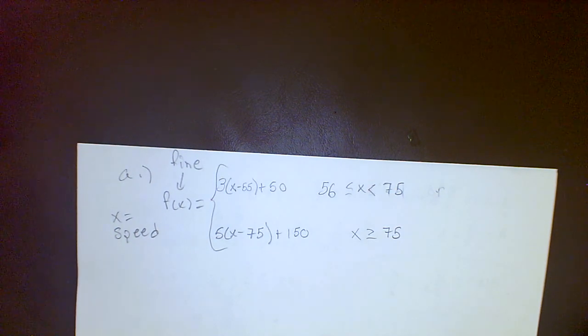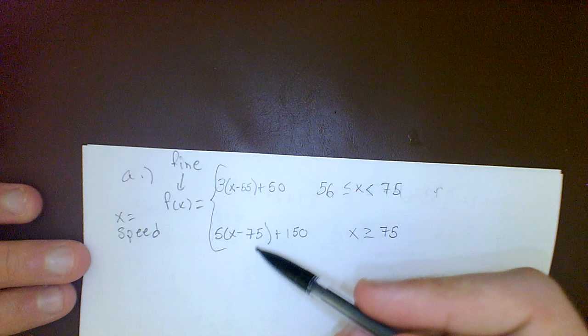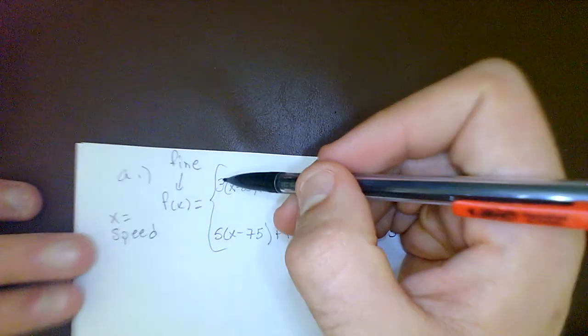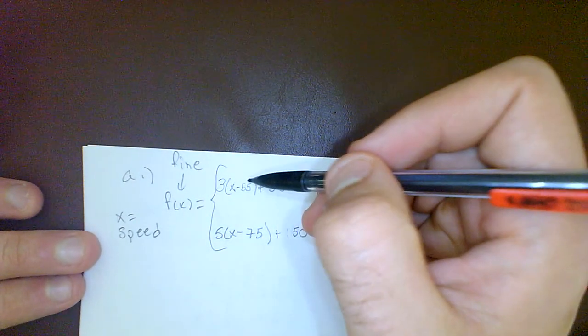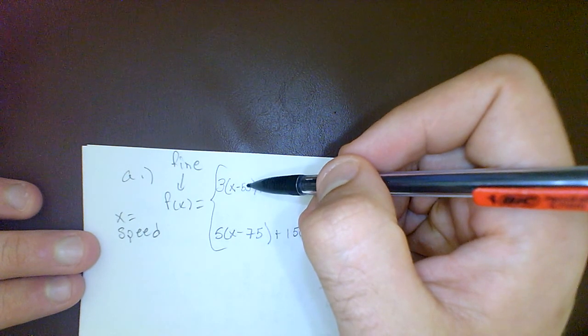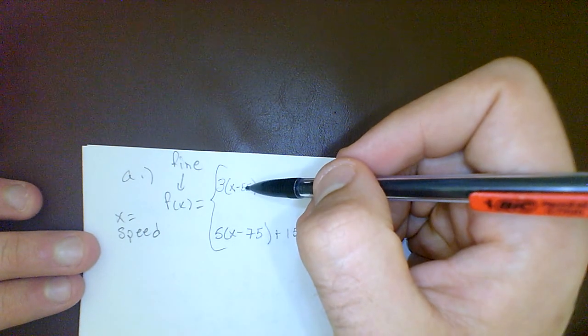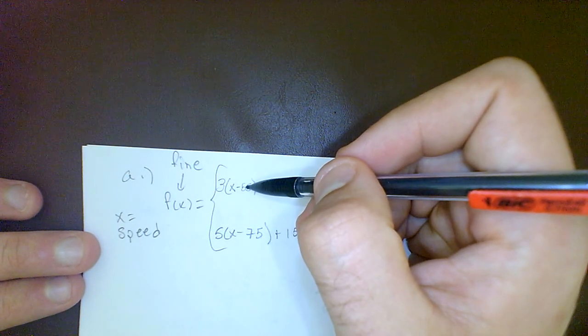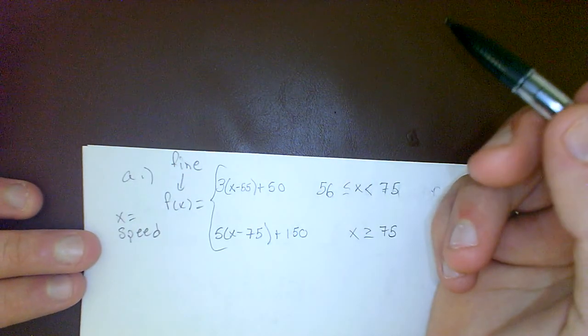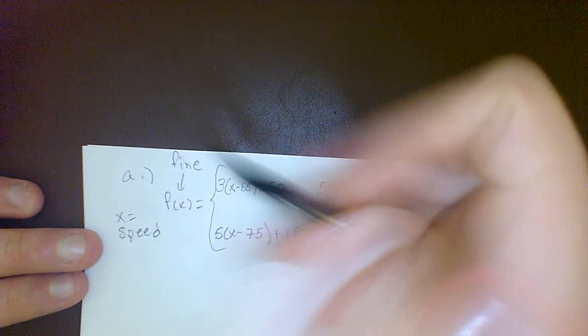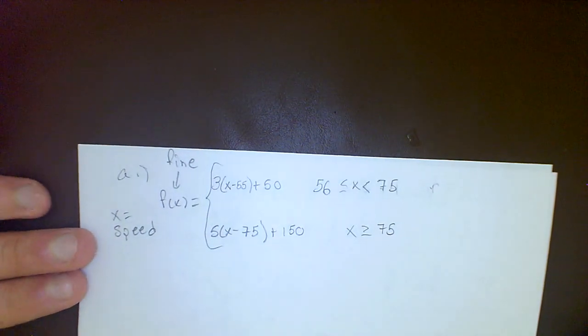Okay, and we can tell that it's just two linear functions, right? I could distribute this 3 out, and then I'd have 3x minus 165 plus 50, so it'd be 3x minus 115, right, if you want to write it in slope-intercept form. And you could do that same for this second piecewise part. Okay, so that's part A.